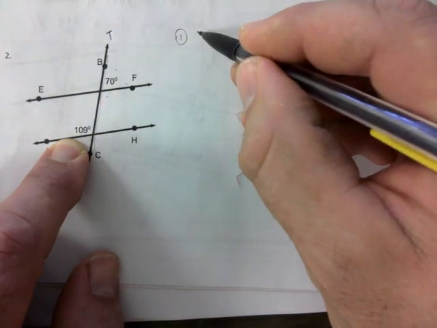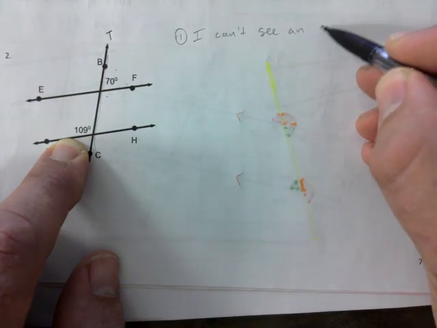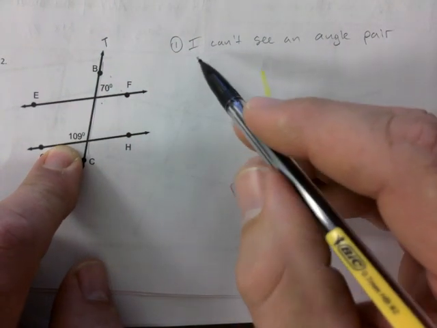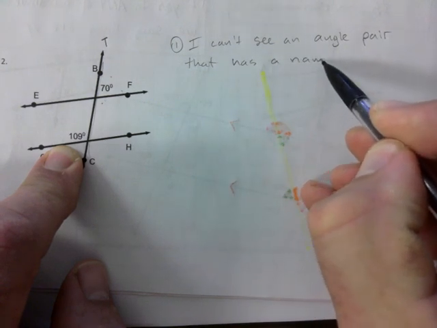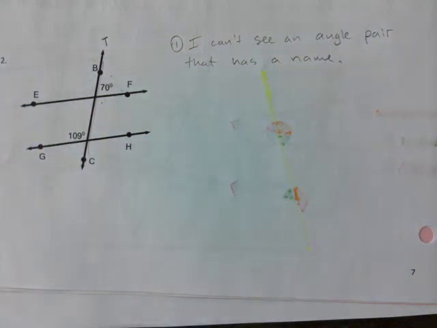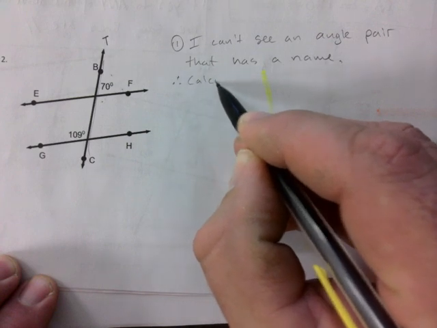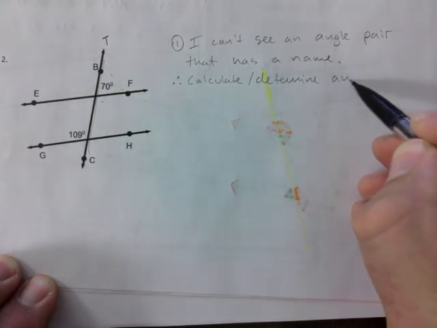So what I'm going to do is make an observation. I can't see an angle pair that has a name. So I'm thinking out loud here, right? I cannot see an angle pair that has a name. So do some work. Therefore, calculate or determine another angle.